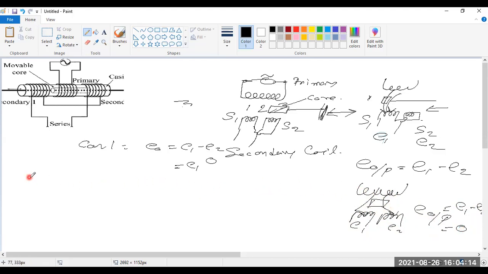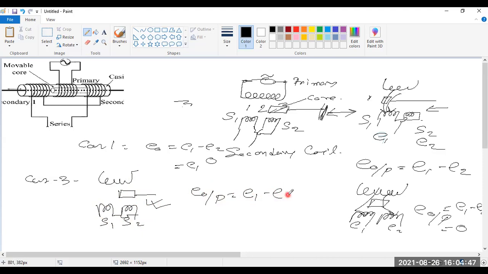And for case 3, if the core is coming to the front of secondary 2, this is secondary 2, this is secondary 1. At that moment only secondary 2 is getting induced, and S1 is just free, it couldn't be induced. So E output is E1 minus E2. Here E1 is 0, so it is E2. So E output is just E2.